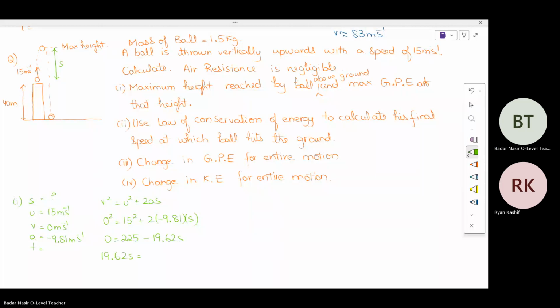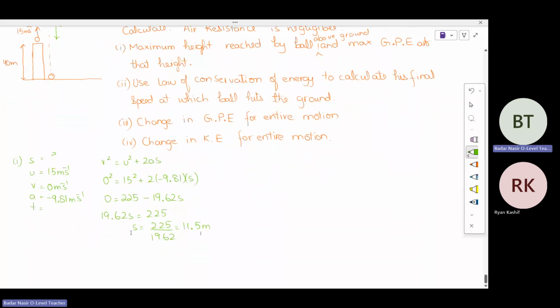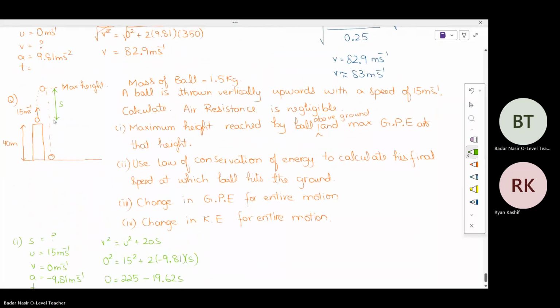Okay, let me just check. So 225 over 19.62, सर 11.46, 11.5 आ गया, 11.5। वो गलत हो गया था। हाँ जी, ये पहला पार्ट क्लियर हो गया। सो हमसे वो क्या कैलकुलेट करवा रहा था? He wanted us to calculate the maximum height reached by the ball above the ground.